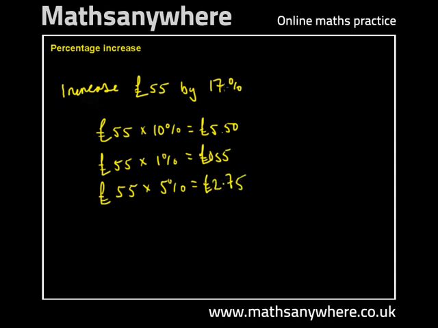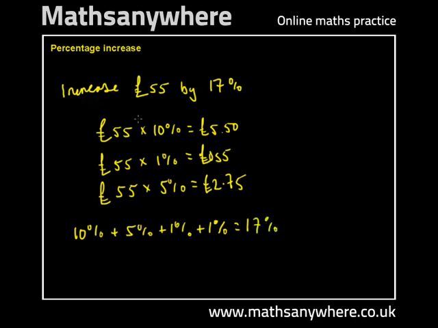Have we got enough to work out 17% of £55? Well, let's have a look. We could say 10% plus 5% plus 1% plus 1%. So let's write it out: 10% plus 5% plus 1% plus 1% equals, let's check our arithmetic, 10 plus 5 is 15, plus 1 is 16, plus 1 is 17%, and that's what we're after to start with.